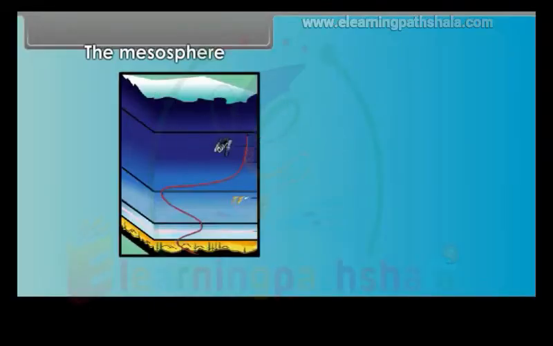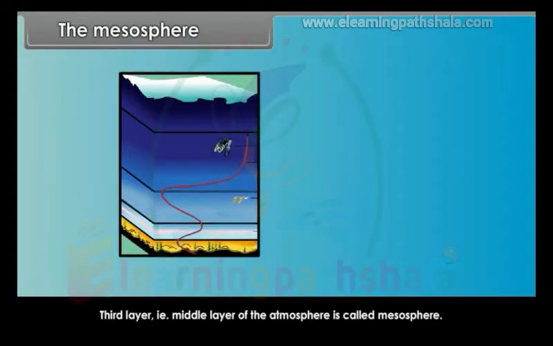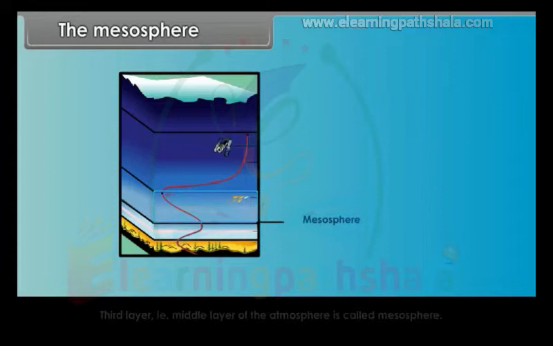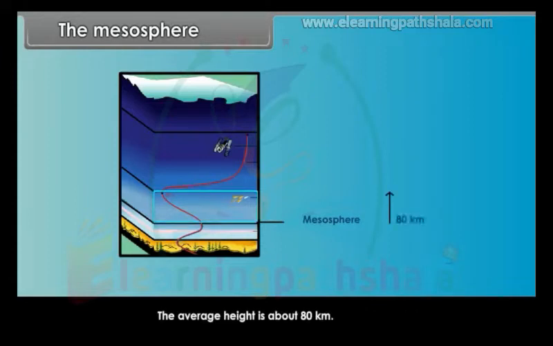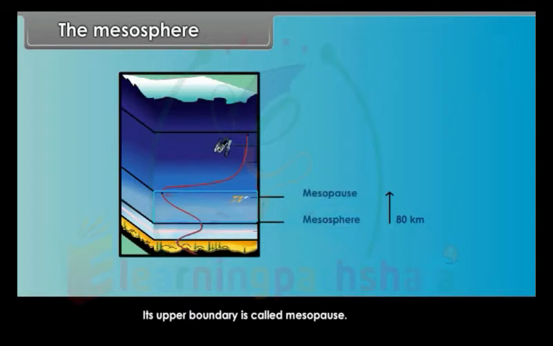The mesosphere. Third layer, that is middle layer of the atmosphere, is called mesosphere. The average height is about 80 kilometers. Its upper boundary is called mesopause. Meteorites burn up in this layer on entering from the space.